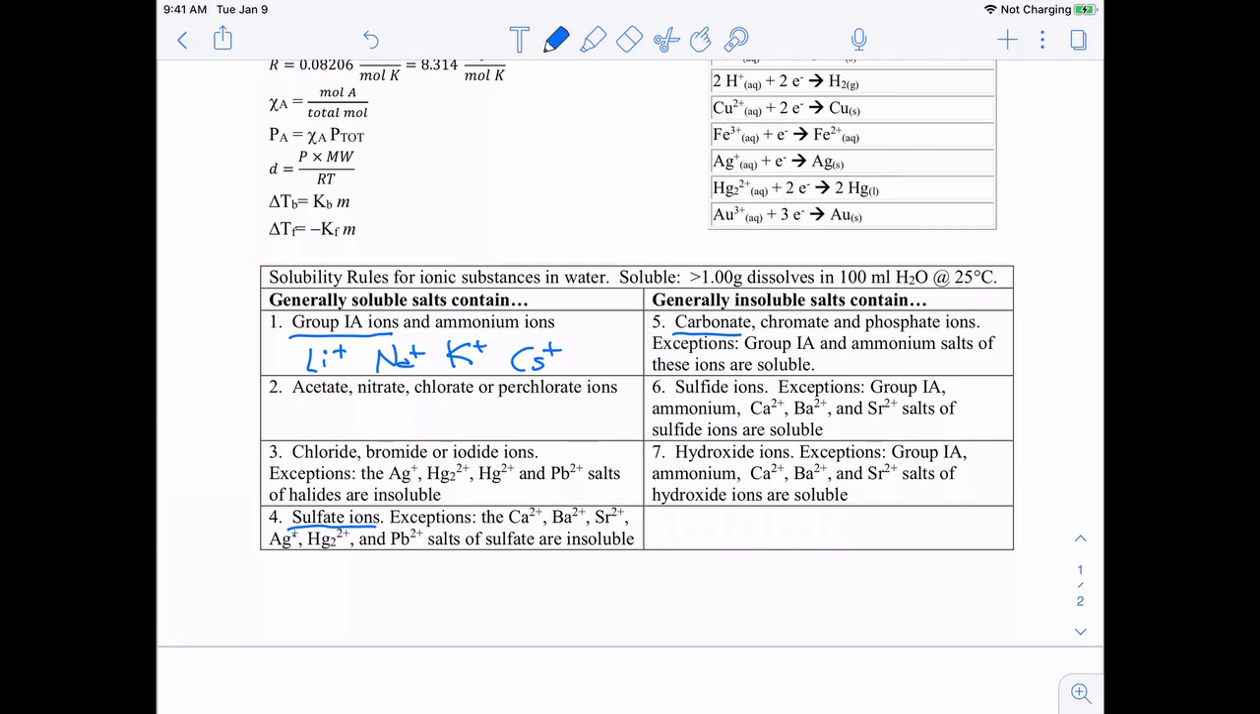One more, and that's silver chloride. I do have a rule for chloride. Things that have chloride in them are generally soluble. We're on the soluble side of this table. But there are exceptions, and silver is one of them. So when silver is combined with chloride or bromide or iodide, it is then going to be insoluble.